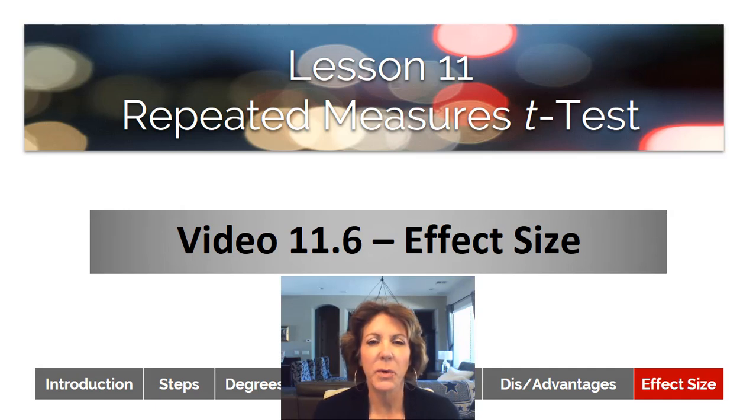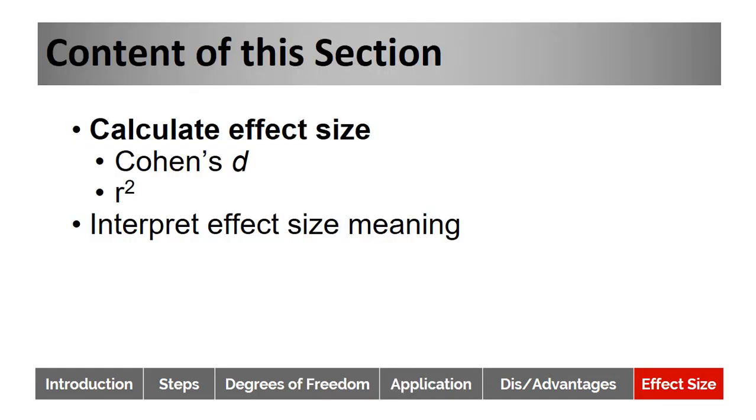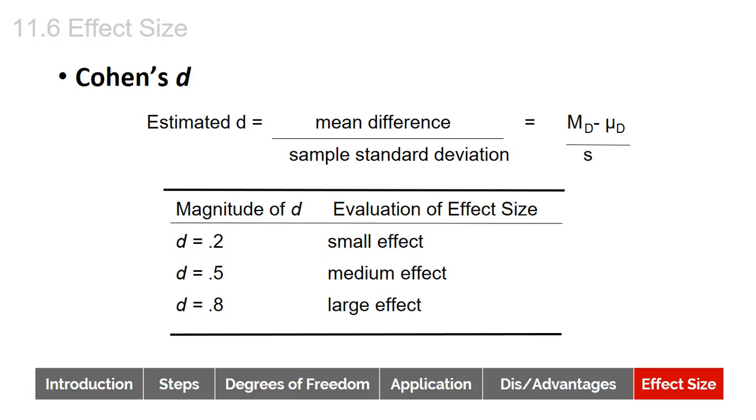In this last video, we're going to look at effect size as it relates to the repeated measures t-test. There's two different ways that we're going to look at it. We're going to look at Cohen's d and we're going to look at R squared and how we would interpret this effect size. As a reminder, Cohen's d gives us an indication of how practically important our findings are.